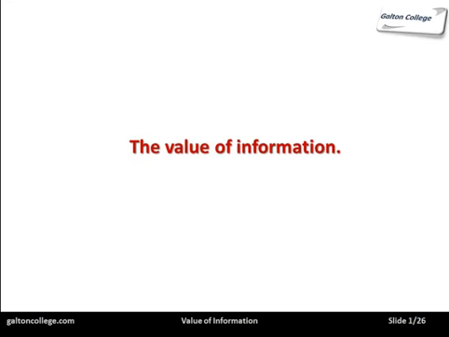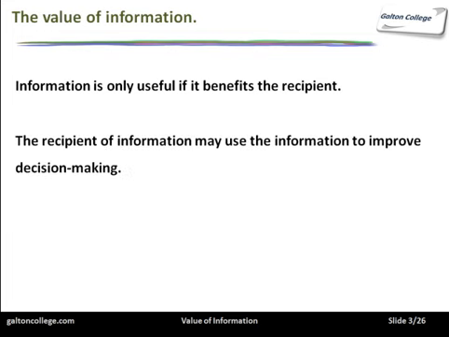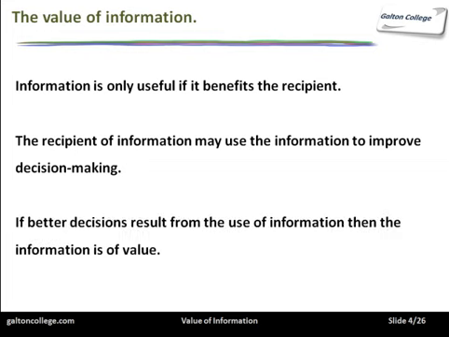In this class we're going to talk about the value of information. Now, information is only useful if it benefits the recipient. The recipient of information may use the information to improve decision making. And that's the key thing about information. If it is useful, it does help in decision making. The more information we've got, presumably, the better the quality of our decision making. If better decisions result from the use of information, then the information is of value.